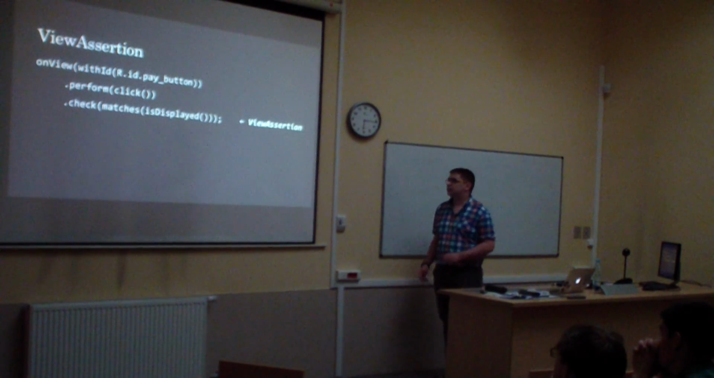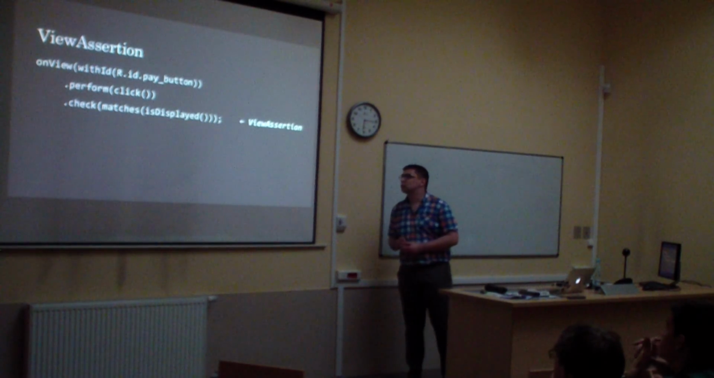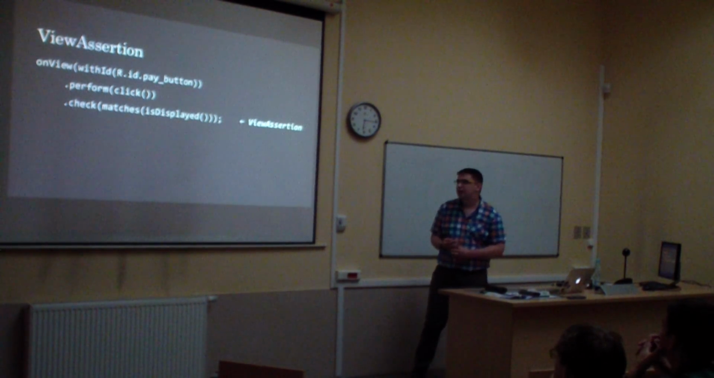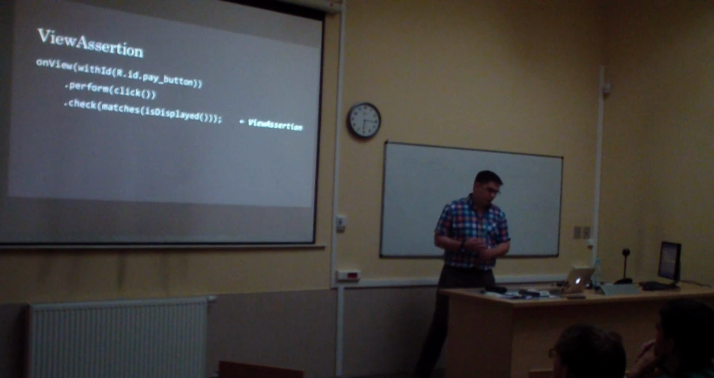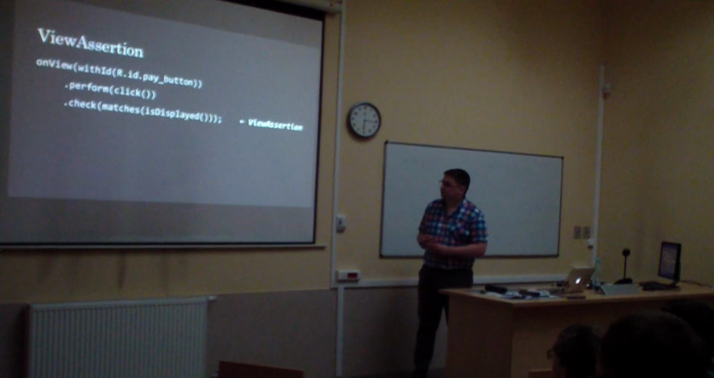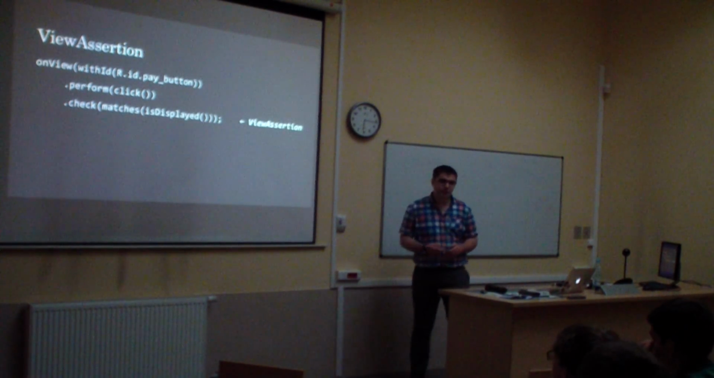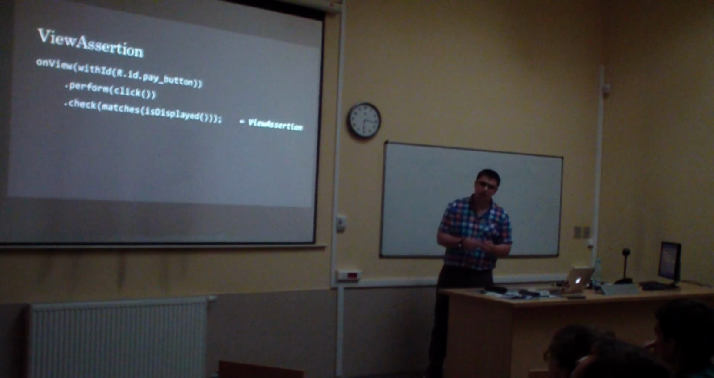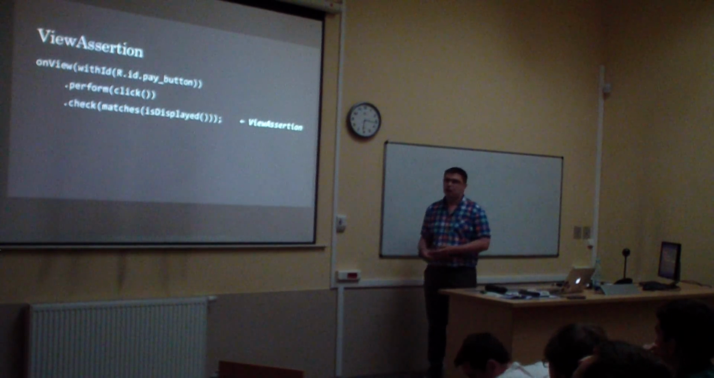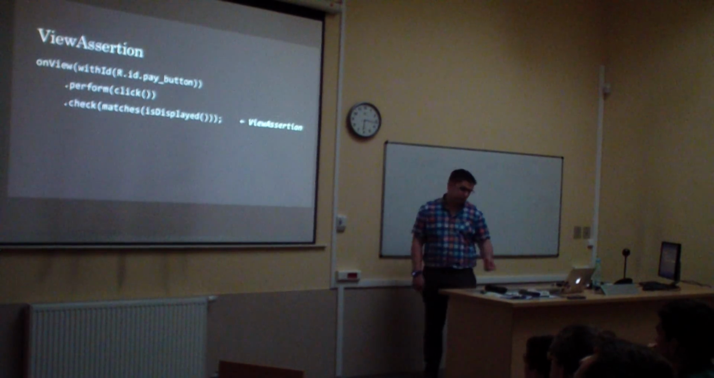And the last component which we can use with Espresso is view assertion. View assertion allows us to verify properties of a view. It can be different states. As an example, enabled, displayed. We can verify some text in this component or something like this.